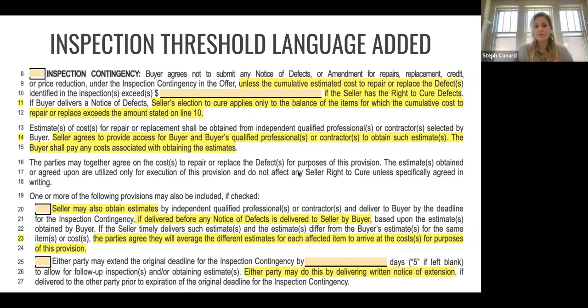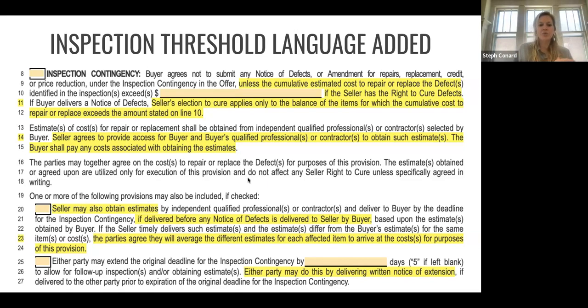The parties may together agree on the cost to repair or replace the defects for purposes of this provision. Estimates obtained or agreed upon are utilized only for execution of this provision and do not affect any seller right to cure unless specifically agreed in writing. Then moving on, you can put in extra provisions that may again not play out, but kind of spell it out up front.